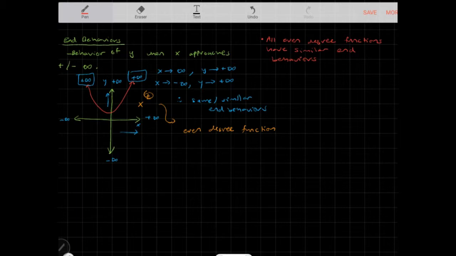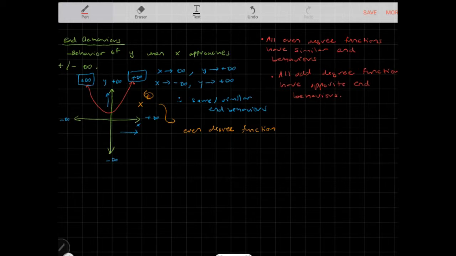Okay, so all even degree functions have similar end behaviors, whereas all odd degree functions have opposite end behaviors. So even degree functions have similar end behaviors, odd degree functions have opposite end behaviors. Now this is really important, because this will give us a general rule for basically any kind of degree polynomial function that you encounter. Now these rules are also dependent on the leading coefficient.